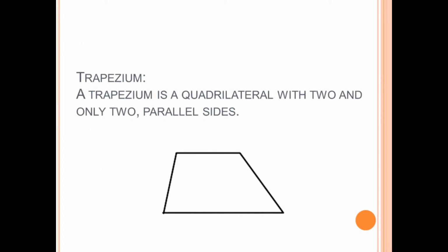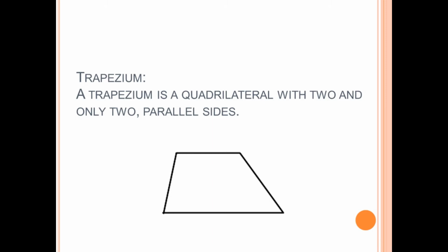A trapezium is a quadrilateral with two and only two parallel sides. A trapezium is a quadrilateral, which means it has four sides with two and only two parallel sides. What is the meaning of parallel? It means if two sides are parallel, they cannot intersect each other at any point. But if two sides are not parallel to each other, they can intersect each other at some point.